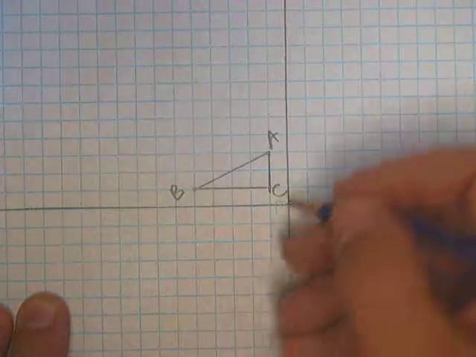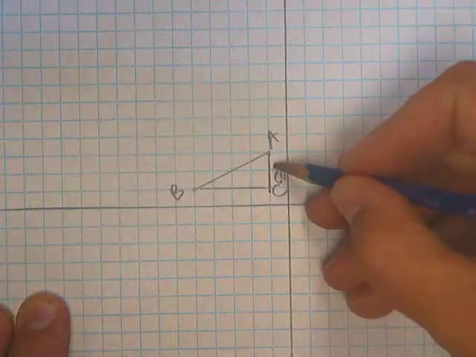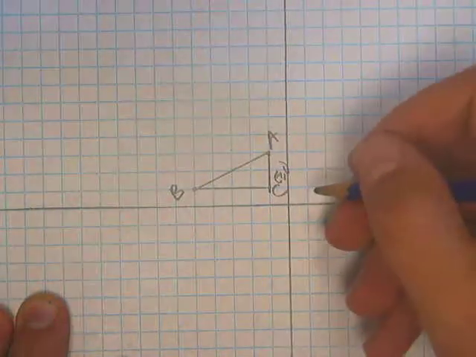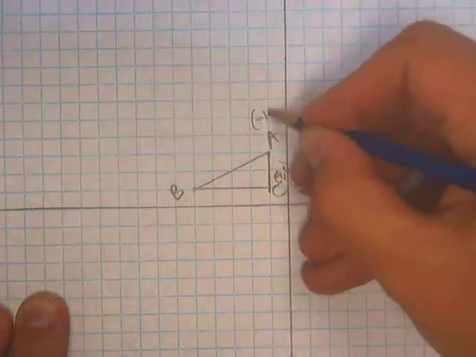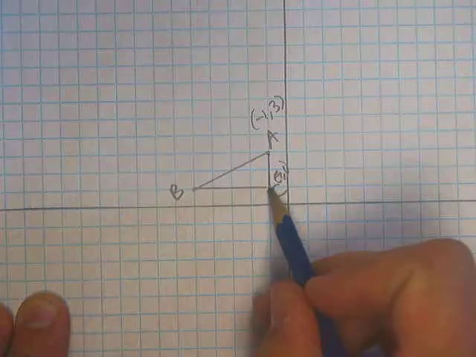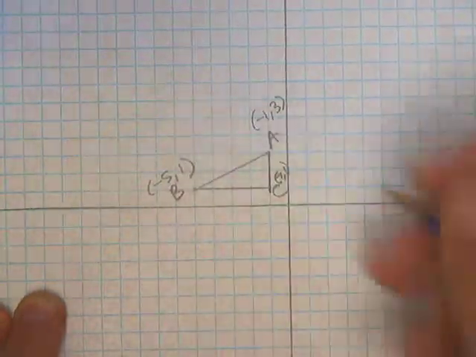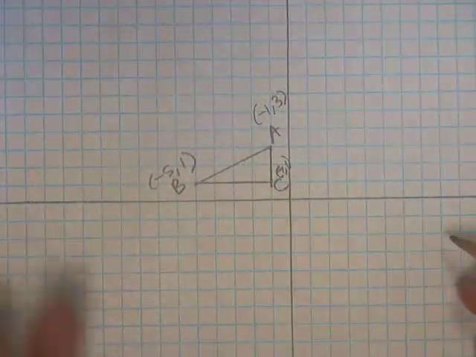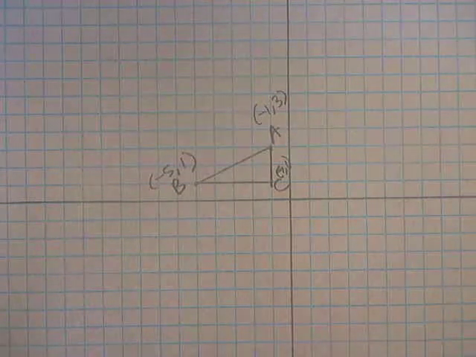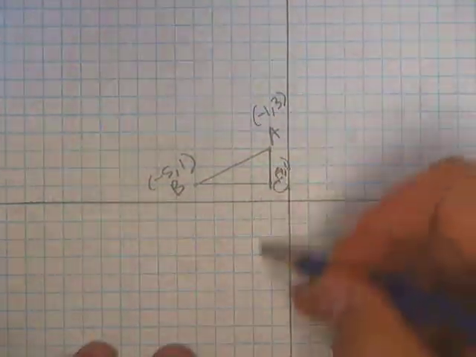Now, if I look at the coordinates, C is the coordinate 1, 1. A is the coordinate, I'm sorry, negative 1, 1, my mistake. A is the coordinate negative 1, 3. And B is the coordinate 1, 2, 3, 4, 5, negative 5, 1. Now if I want to reflect this over the x-axis and the y-axis, I should be able to do that. I should be able to recognize those reflections, what they look like, and should be able to know what happens to the points.